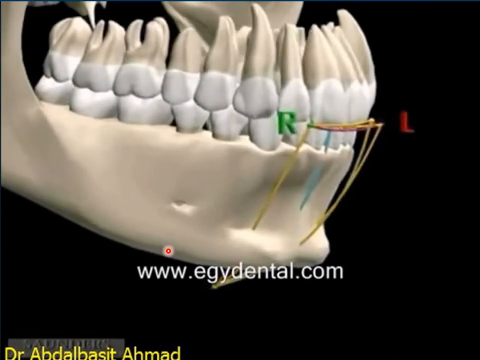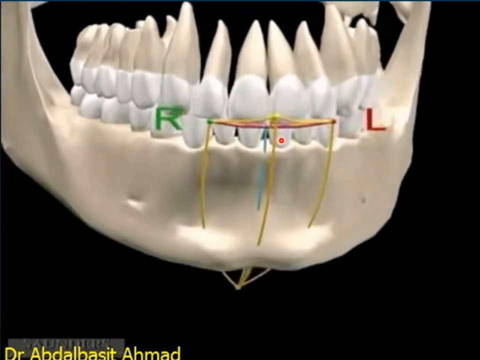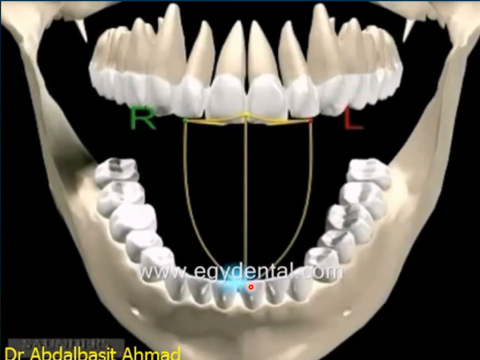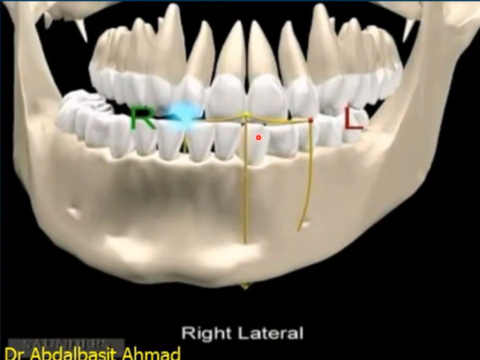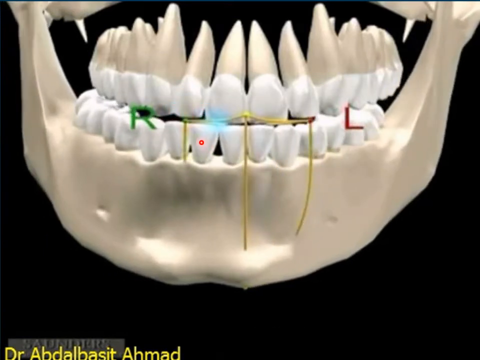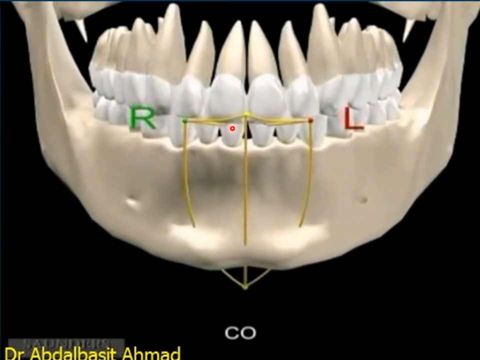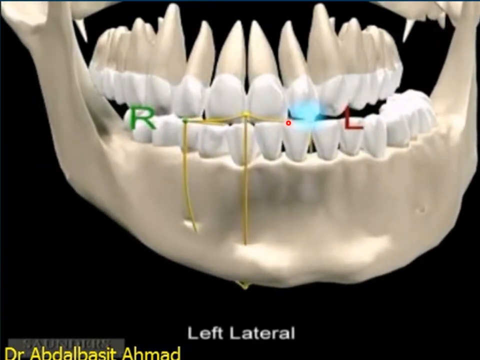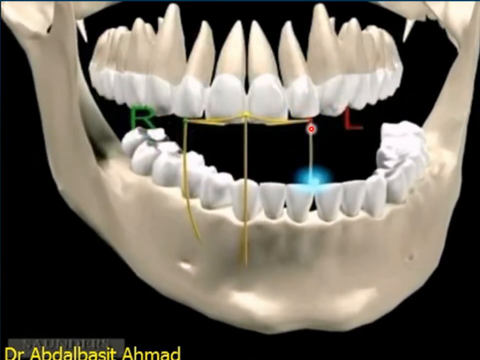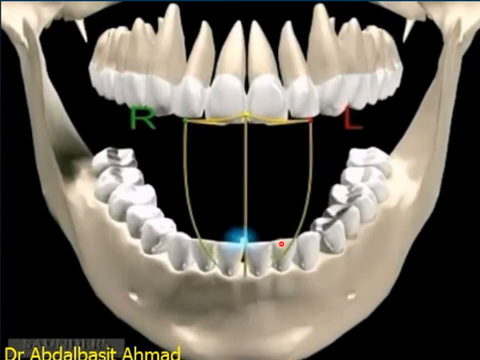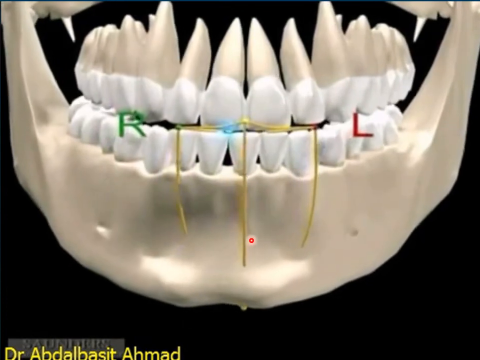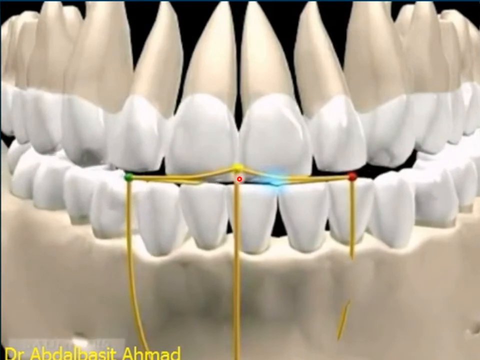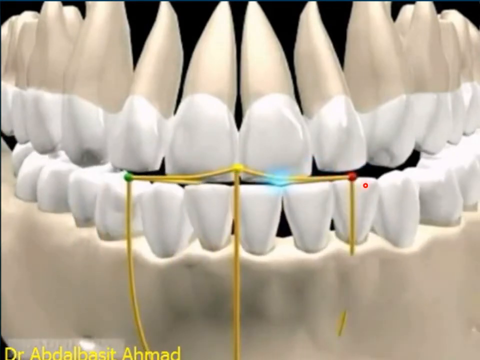For better understanding of the mandibular movement, let's see this video. We can see this is the maximum mandibular opening or maximum mouth opening. Return to the right lateral and move to the centric occlusion, then return to the left lateral, and then opening to the maximum opening, and return back to the centric occlusion. This is the lateral movement to the right and to the left.